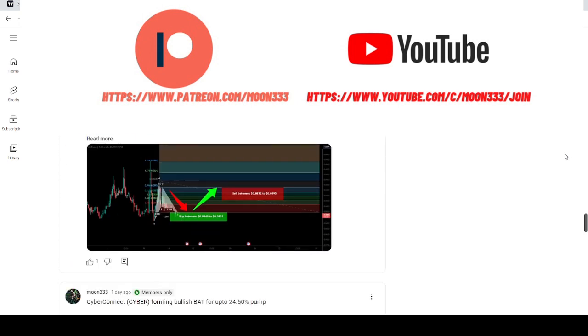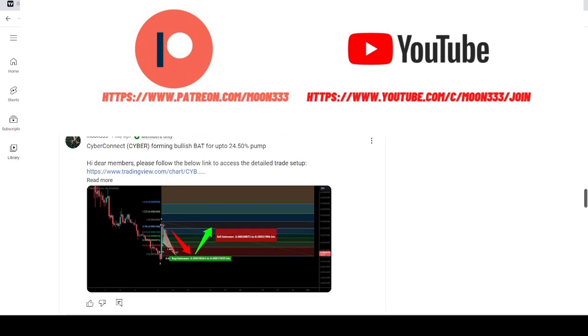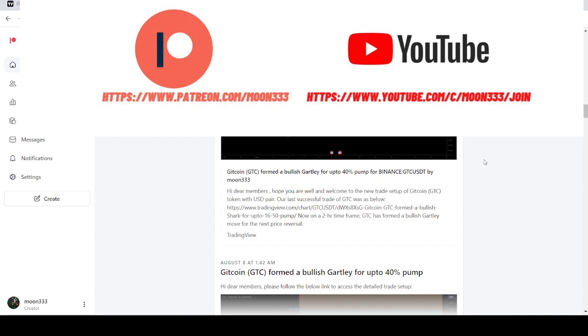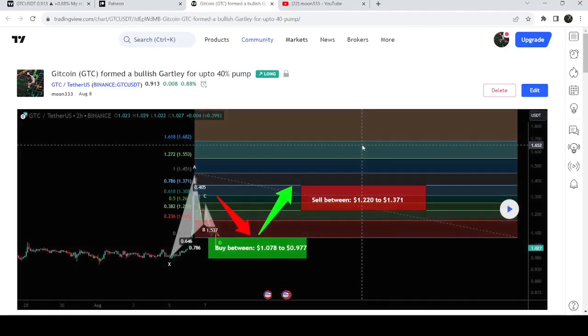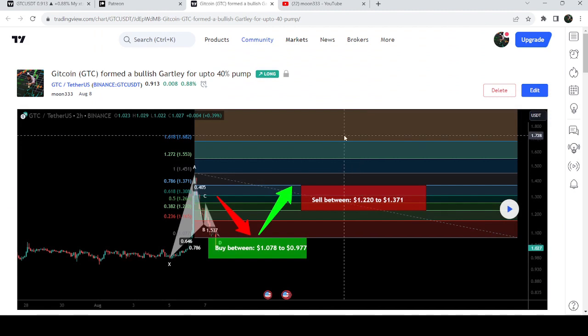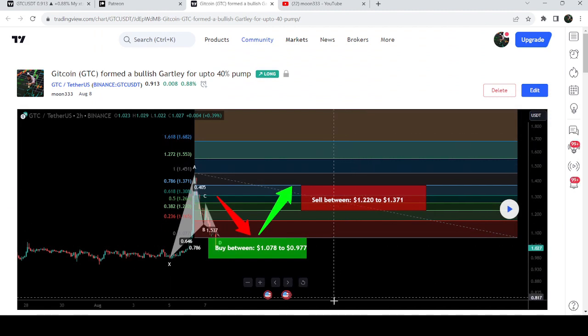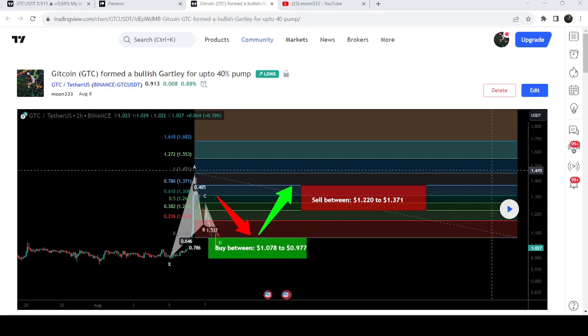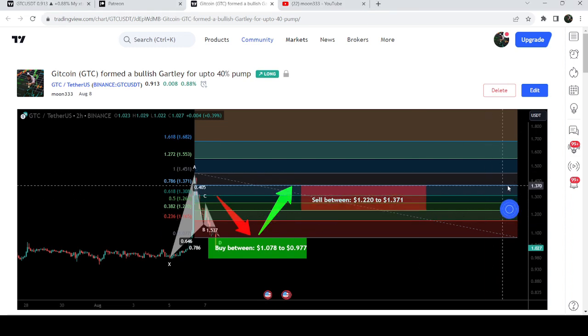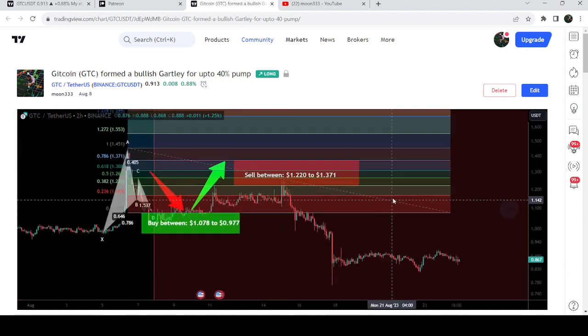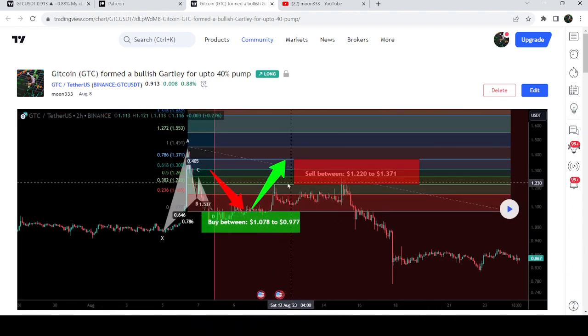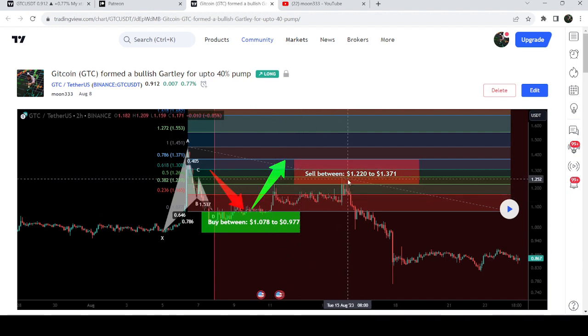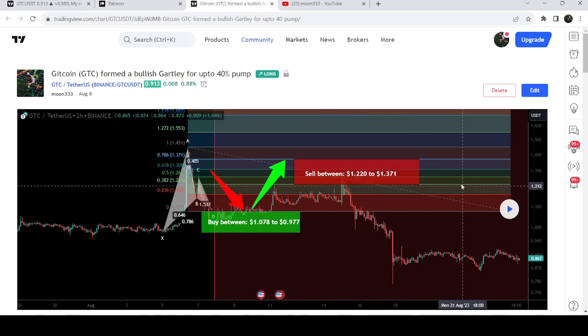So let's start the analysis. First of all, let me begin with my most recent trade signal for GTC that I shared on 6th of August 2023 with my members. And that was a harmonic bullish reversal pattern that GTC formed with US dollar pair on a 2-hour time frame chart. After clicking this play button, you can see that the price then moved up and reached the sell target zone here. First, it reached the sell target zone here, moved down, and then again reached here. And this was almost 23% pump on this 2-hour time frame chart.